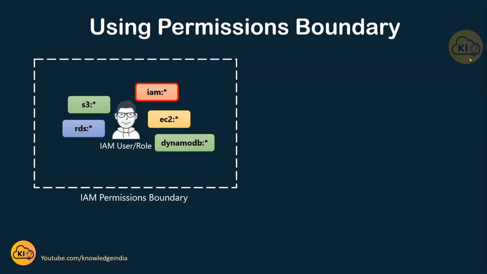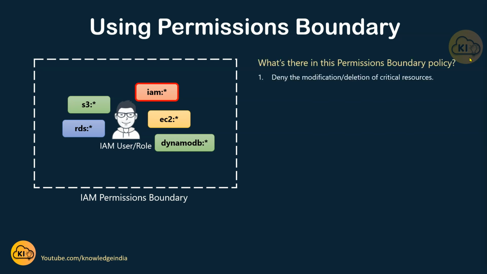So what will we do in this boundary? In the next step, I'll show you a demo so you will understand. I'll show you a permissions boundary policy as well. But at a broad level, what are those things which you will implement in this permissions boundary, right? Number one is deny the modification or deletion of critical resources. Number two is allow only those services which are whitelisted in your organization.